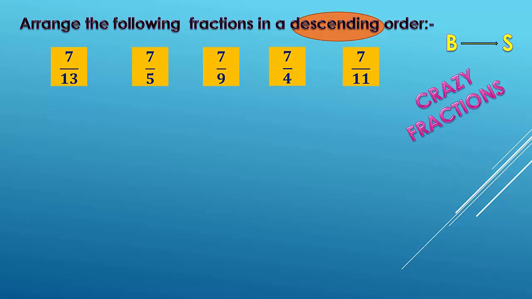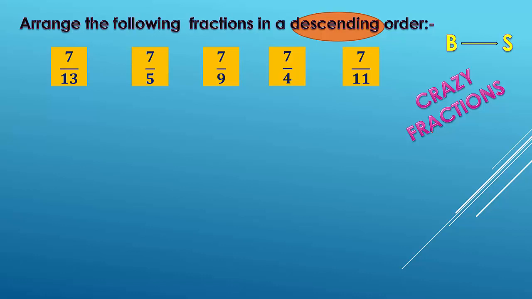Okay, teacher, here I have a crazy fraction. Why, my students? Because here I have the same numerators. All numerators here are 7. So it's a crazy fraction, teacher. What does crazy fraction mean, my students? I want to write the big fraction.